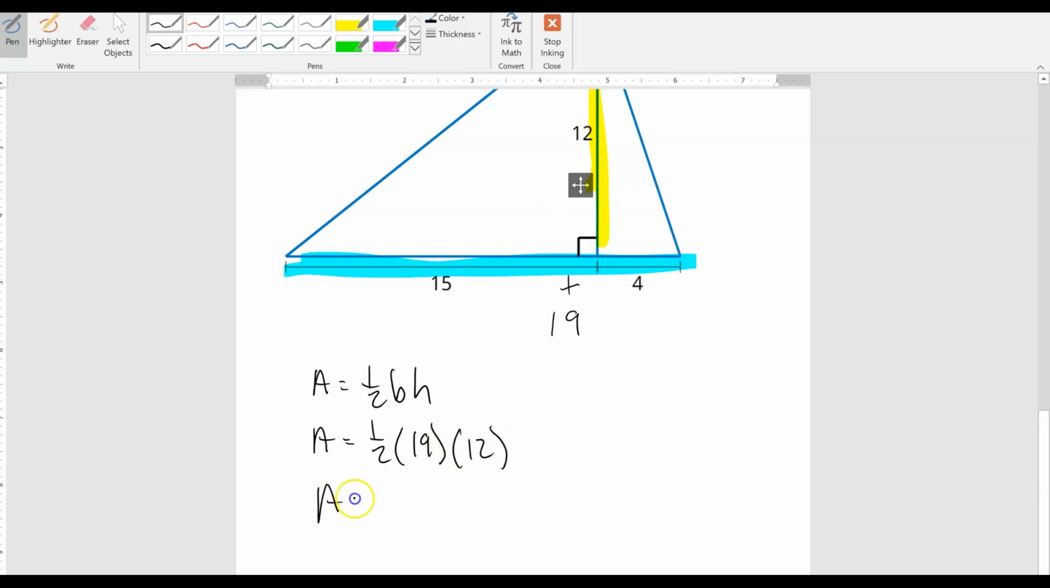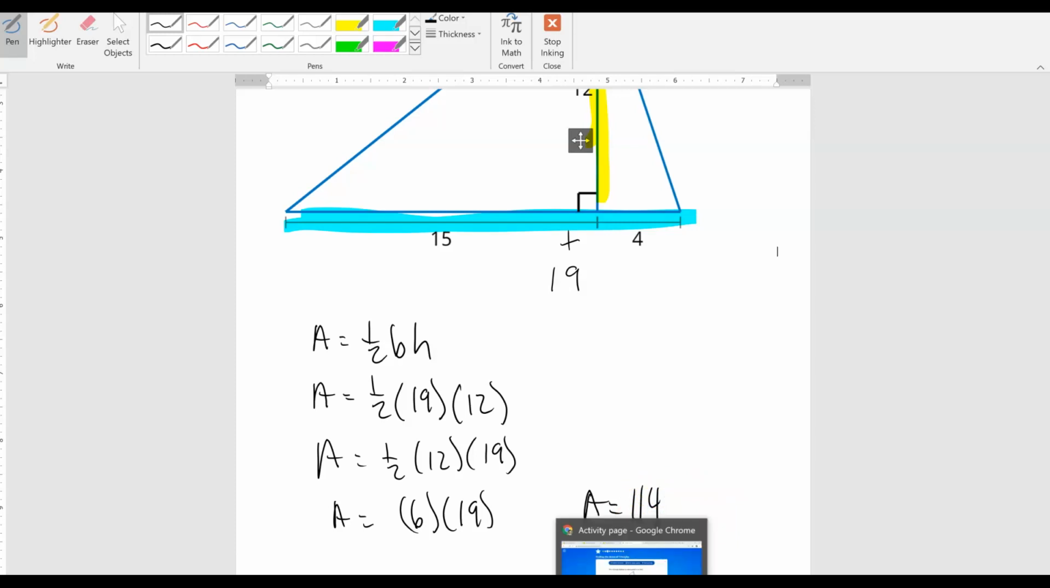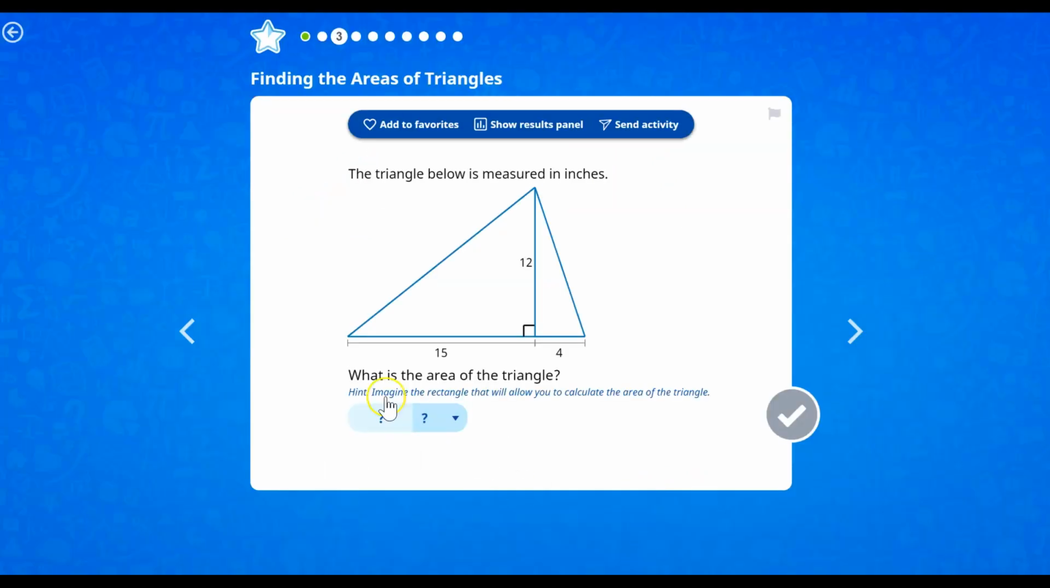So you might want to reorganize this one to say 1/2 of 12 times 19, because mentally it's just easier to take 1/2 of 12. And so area is equal to 6 times 19. Again, how I got that, because 1/2 of 12 is 6, and then 6 times 19 gives you your answer of 114. And then make sure you have your units squared. So if we go back to the problem, it says it's measured in inches, so 114 inches squared.